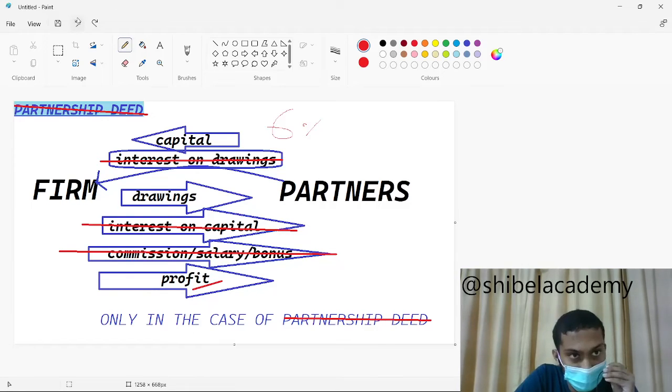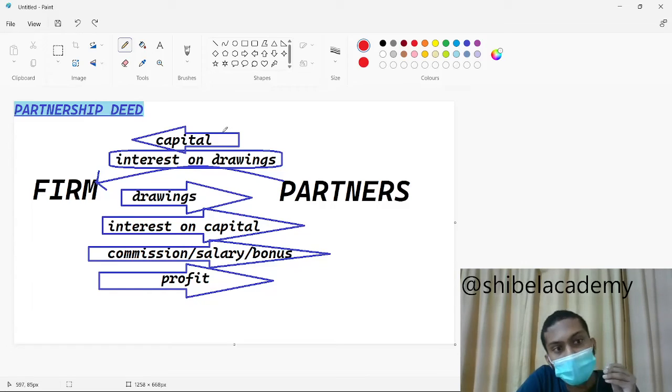Whereas if partnership deed was there, well, the capital goes from the partners to the firm, whereas the interest on capital goes from the firm to the partners, and the drawings go from the firm to the partners, and the drawings will also be paid back eventually, and also the interest on drawings will be paid by the partners to the firm, and commission, salary, bonus, profits, all these things will be paid by the firm to the partners. And this is in the case of partnership deed.